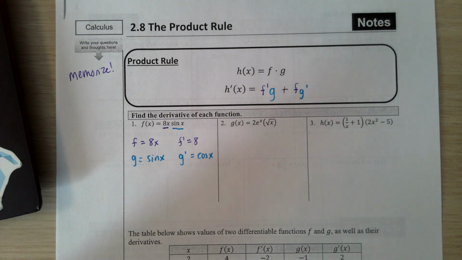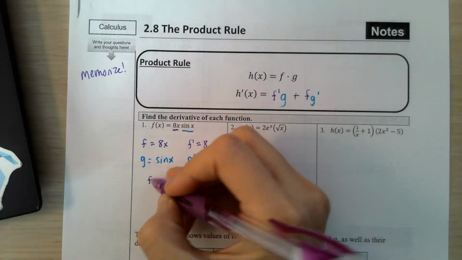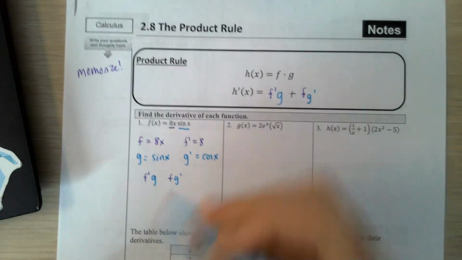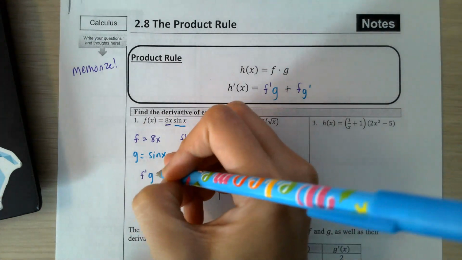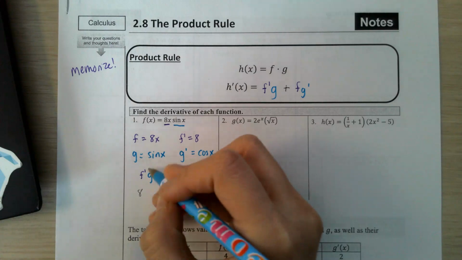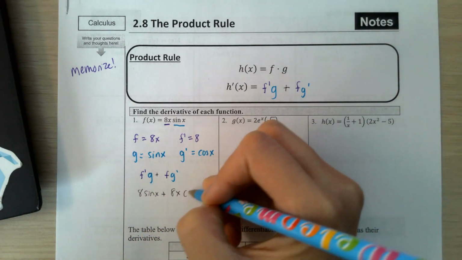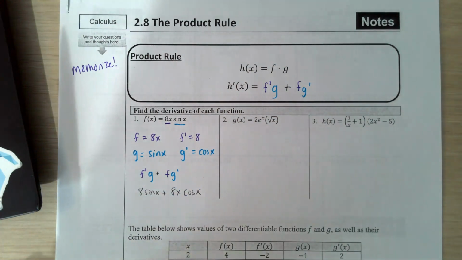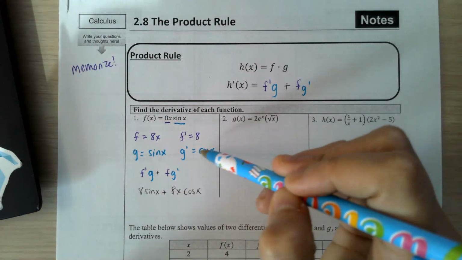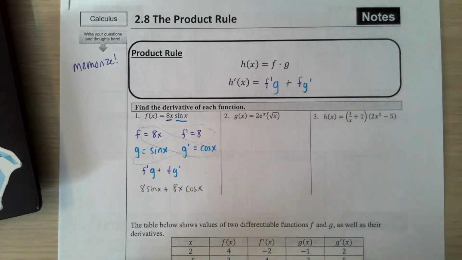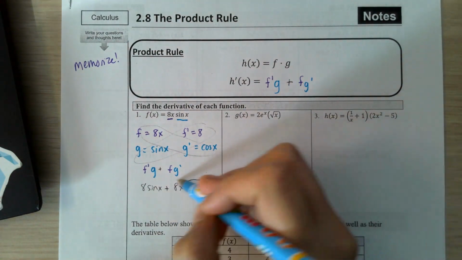So there's two ways you could do it. You could just copy the original notes and just plug it in. So we have 8 times sine of x plus 8x times cosine x. You could also do a cross multiplying type deal, and just make sure you're adding them, not like normal, but you just want to make sure that you get the right answer.